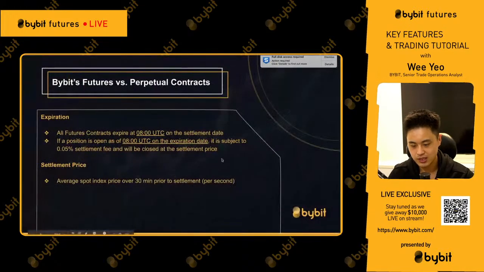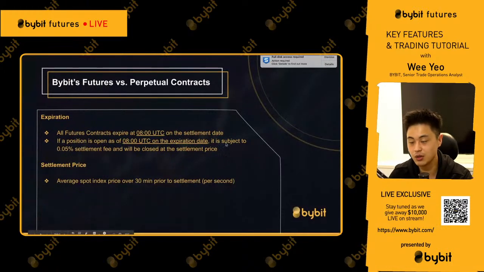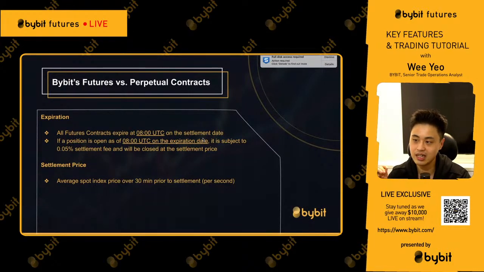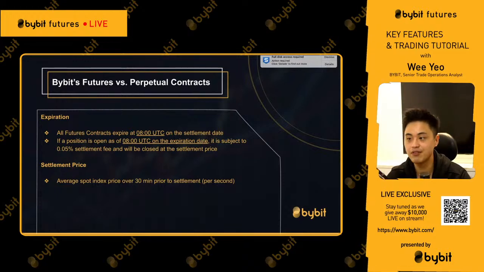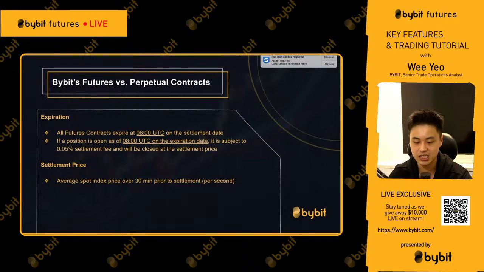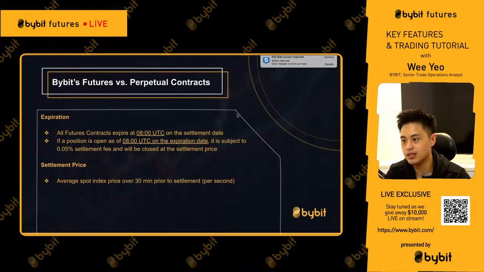Let me see, is there any question for anyone? Just a bit more detail: the average spot index price is calculated every second. This is to ensure that the price capture is as accurate as possible.